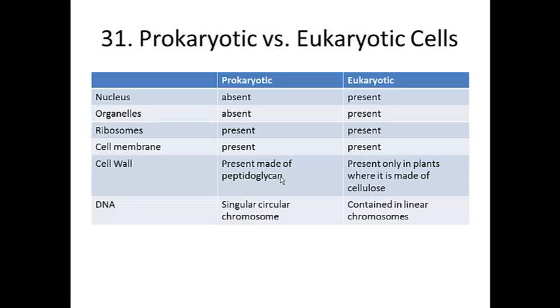Pro sounds like a professional, somebody who's been doing something for a long time. So prokaryotic cells are old cells. They've been around for a long time. Eu sounds like new. So eukaryotic cells are more modern cells.